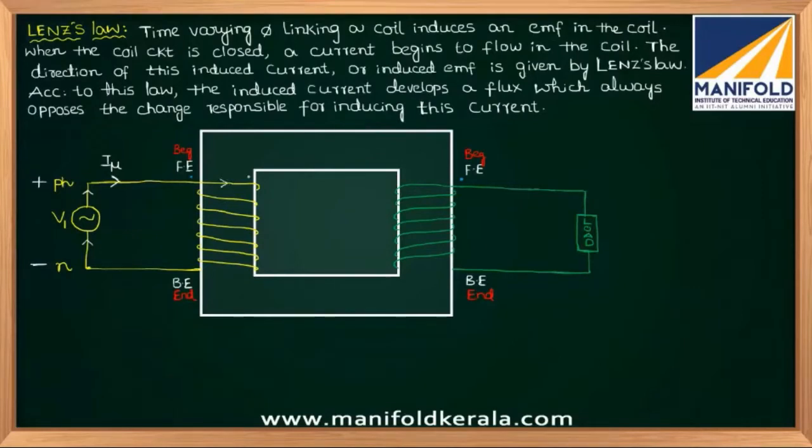This arrow mark should be like this, and it is leaving from the back side, which we cannot see. It is entering at the front side and leaving at the back side. Once again, entering at the front side, leaving at the back side like this. Is it correct or wrong? Everybody, please respond. The direction of current, correct?